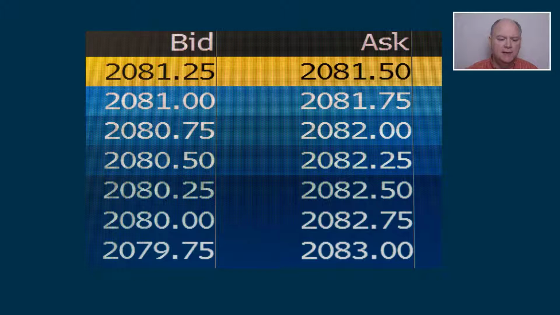So here's just an example. You can see at the very top in yellow, there's a bid of 2081.25 and an ask of 2081.50. You just subtract the bid from the ask, and you get a 25-cent bid-ask spread. Now, if you look down through these numbers, you'll notice on the second one there's a 75-cent spread, and then it gets all crazy as you go further down this list.